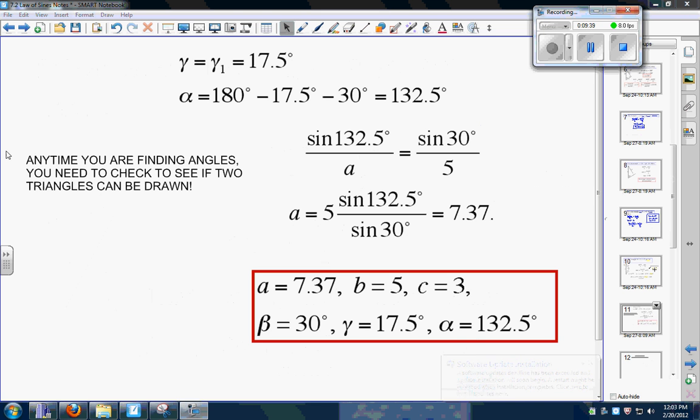Here's kind of all the work again. Big note here, anytime you're finding angles, you need to check to see if 2 triangles can be drawn. Anytime you're inversing them, just start getting in that frame of mind.